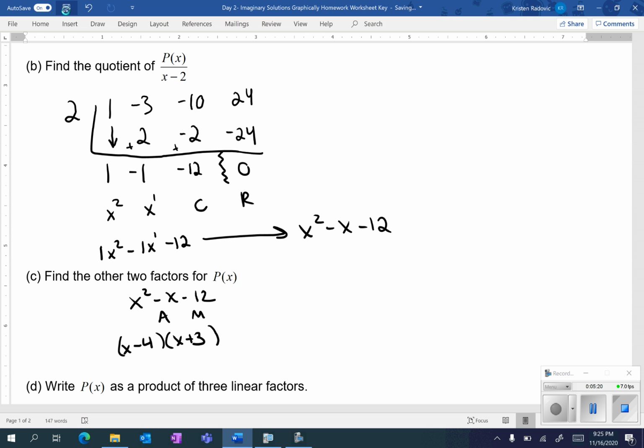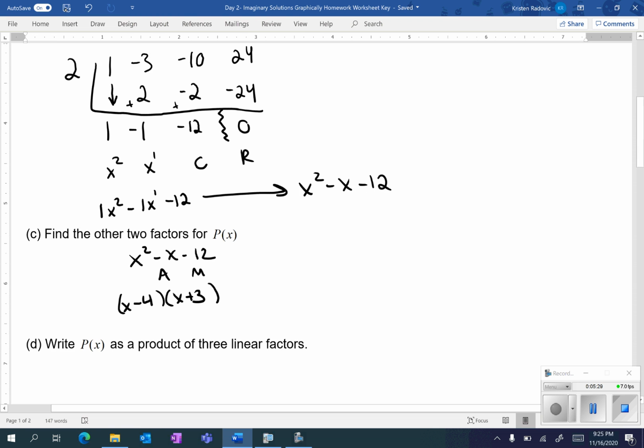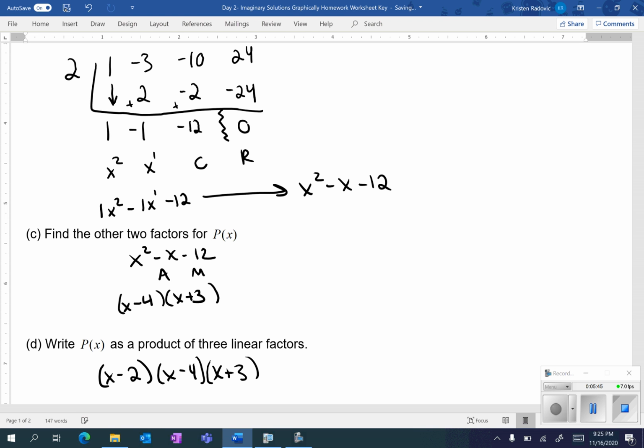For the next part, they want you to write p of x as a product of three linear factors. Well, we already know that our first factor from part A was x minus 2. And then we factored the quotient we got from dividing to get x minus 4 and x plus 3. And of course, it says write p of x, so I'm going to have p of x equals. That way it's an equation.